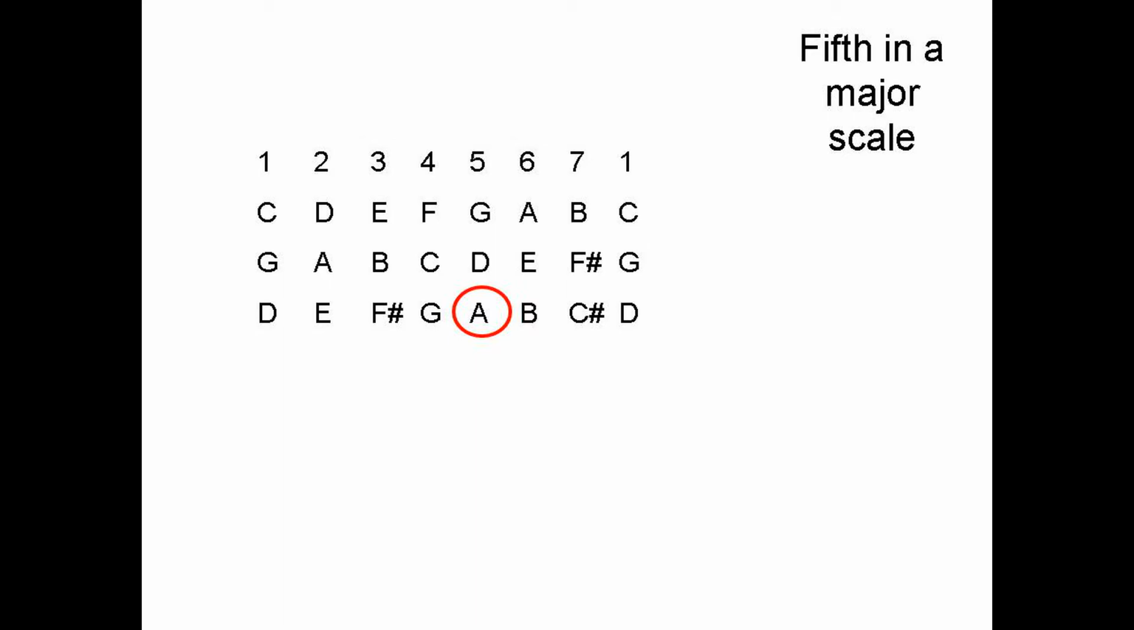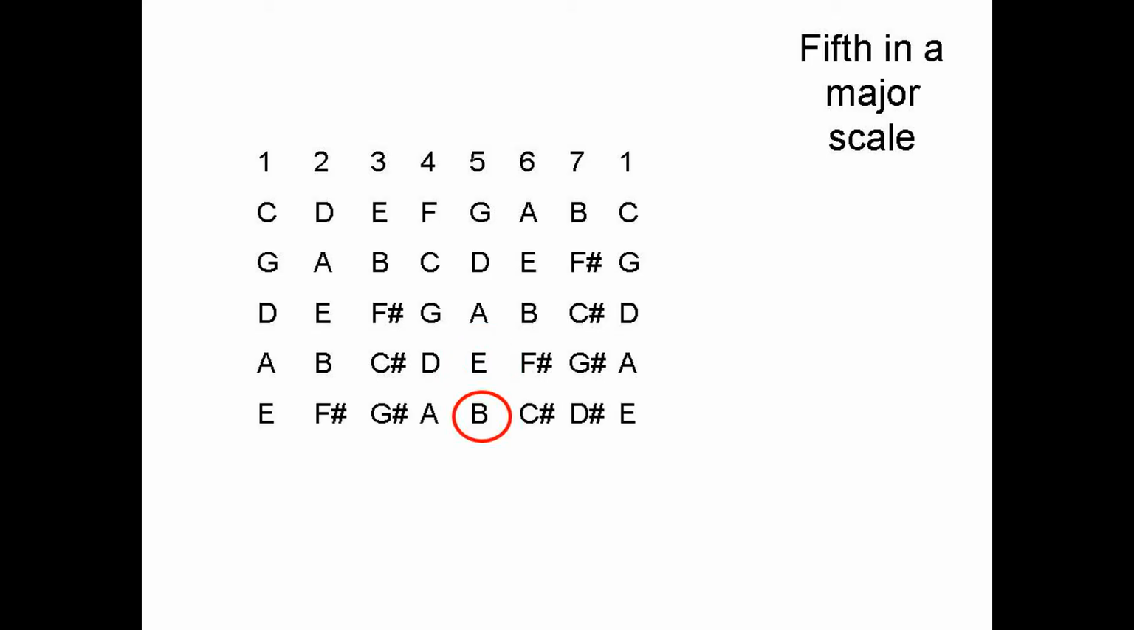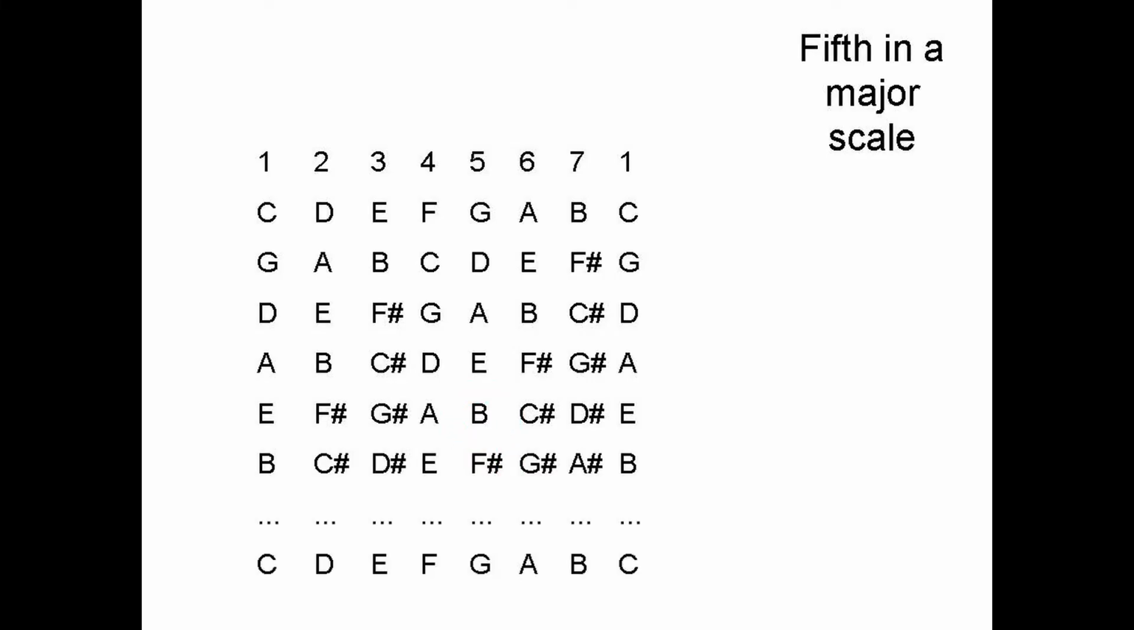So next will be the A scale. Its 5th is an E, and here we have 3 sharps in the scale. Next we have the E scale, which has a B as its 5th, and now we have 4 sharps. So we have 1 extra sharp for every new scale. We can go on like this and end up with the C scale again.